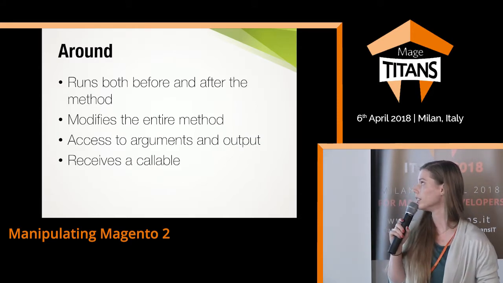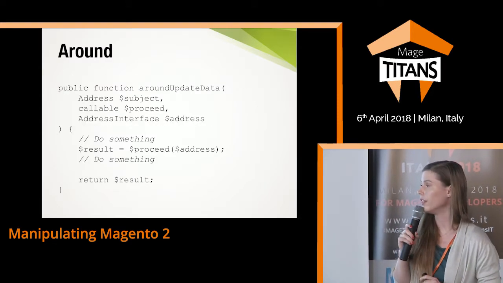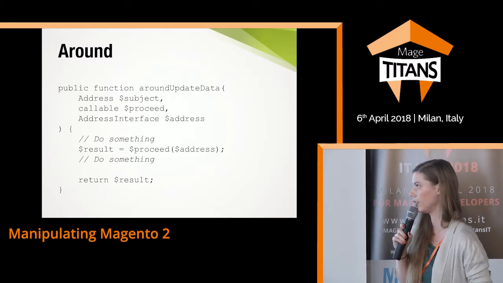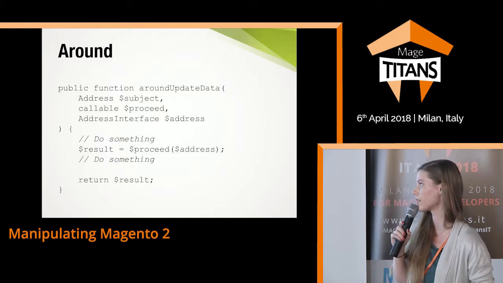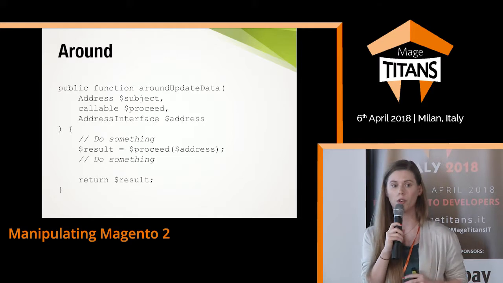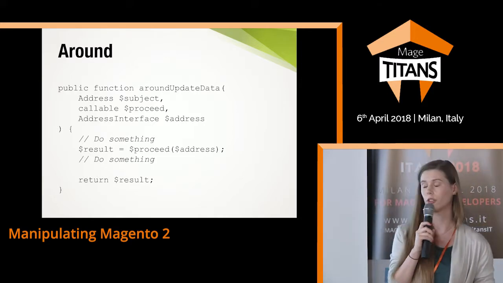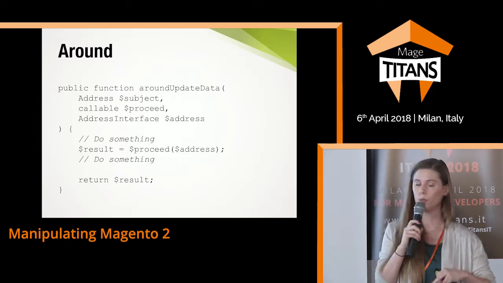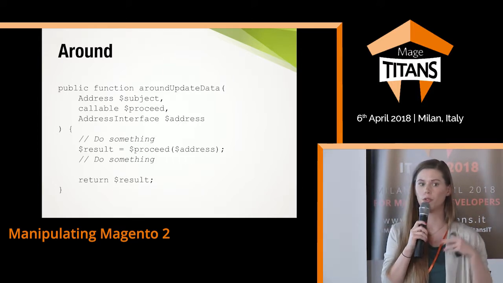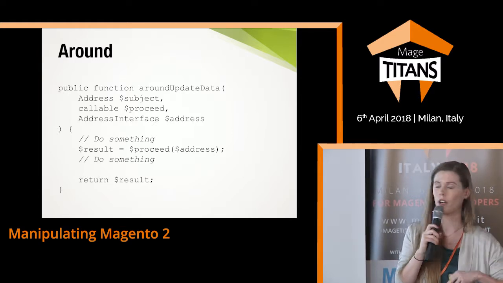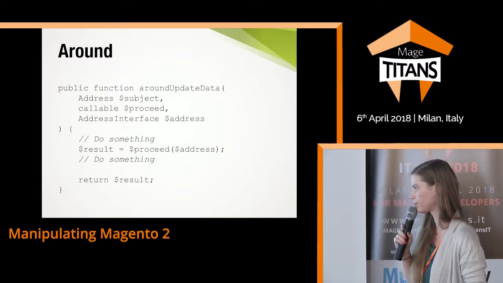And lastly, there's the around plugin. They run both before and after the public function. They will get an instance of the public class. They'll get a callable. This one is important. And then they also will get all the parameters passed to that public function. Important is that everything you want to do before the original function, you should do before calling your callable, and everything you want to do after it, you do after your callable.